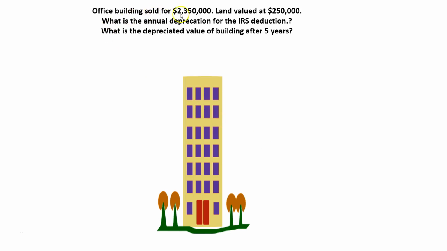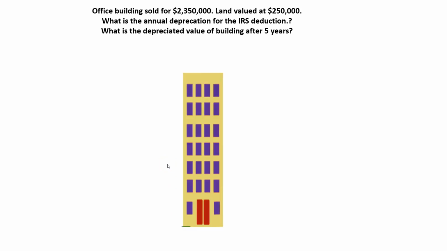Here's an office building sold for $2.35 million, and the land was valued at $250,000 at an appraisal. We've got two questions here. What is the annual depreciation for the IRS deduction? And what is the depreciated value of the building after 5 years? Once again, we're not talking about the land when it comes to depreciation. We have to take the land away.